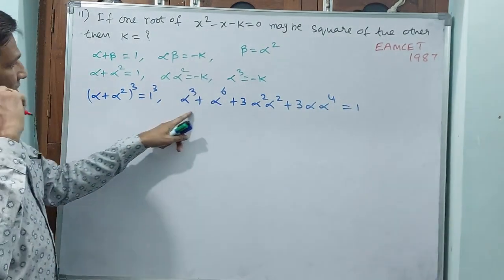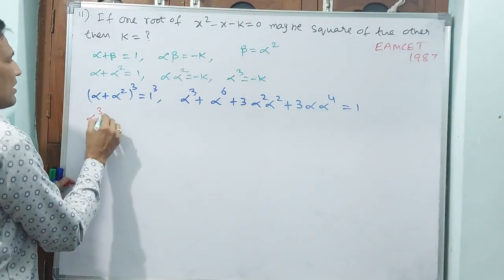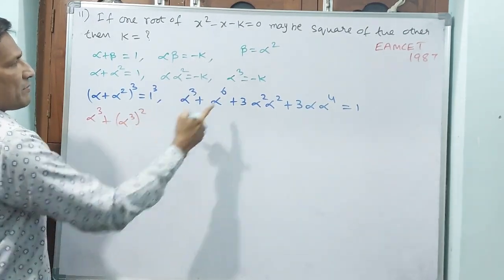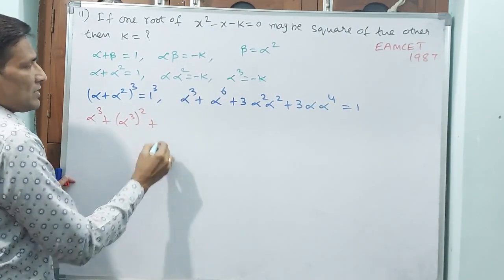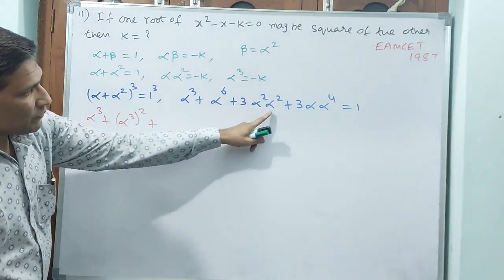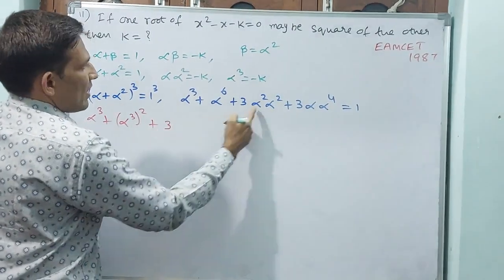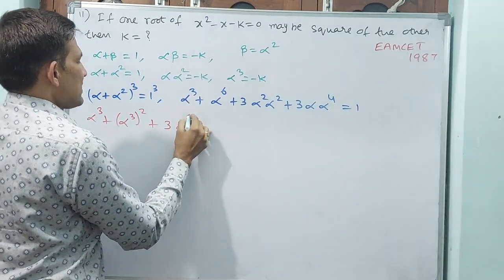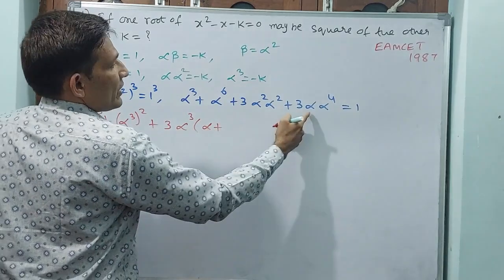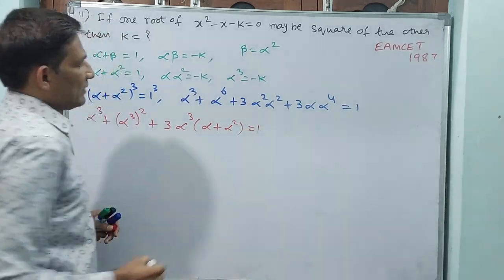Now alpha cube whole square also we can write, because alpha cube is minus k, which we can substitute afterwards. Let it be alpha cube plus alpha cube whole square, because I want to substitute minus k. Now alpha to the power of 4 is there. 3 is common, alpha cube I can take common. If I take alpha cube common, here alpha will be there, and here alpha to the power of 5 gives alpha square. That is equal to 1.